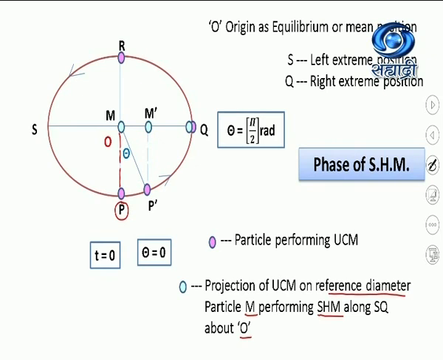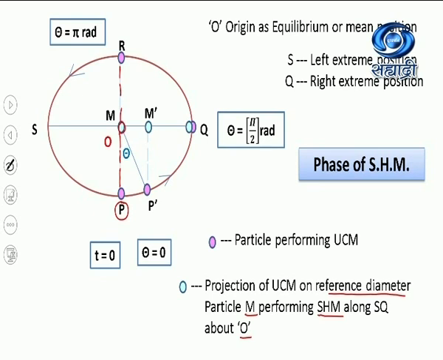Further, if the particle reaches the R position, which is at the top of the circle, then the projection from R on the reference diameter is again at the mean position, that is again at this point, right? So the particle has come back to its equilibrium position once again after performing half oscillation. So over here, if the phase is calculated, then the phase is equal to pi radians or 180 degrees.